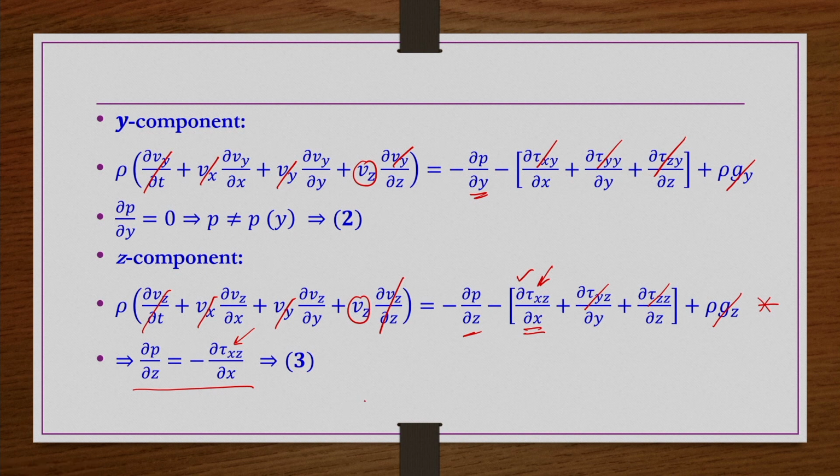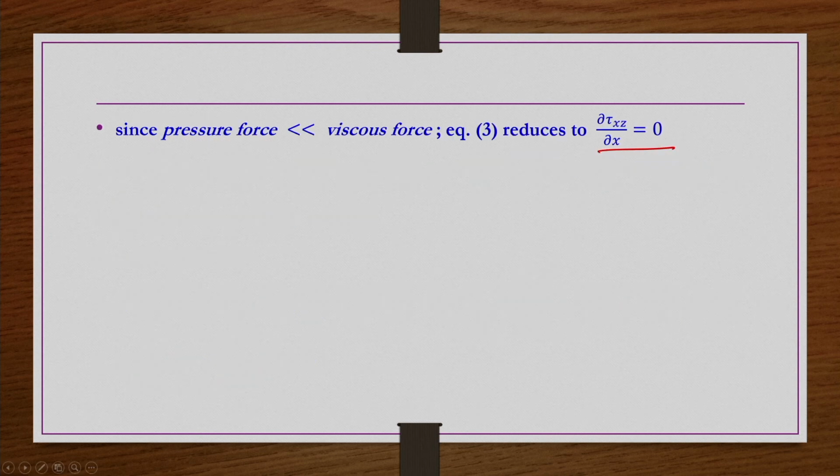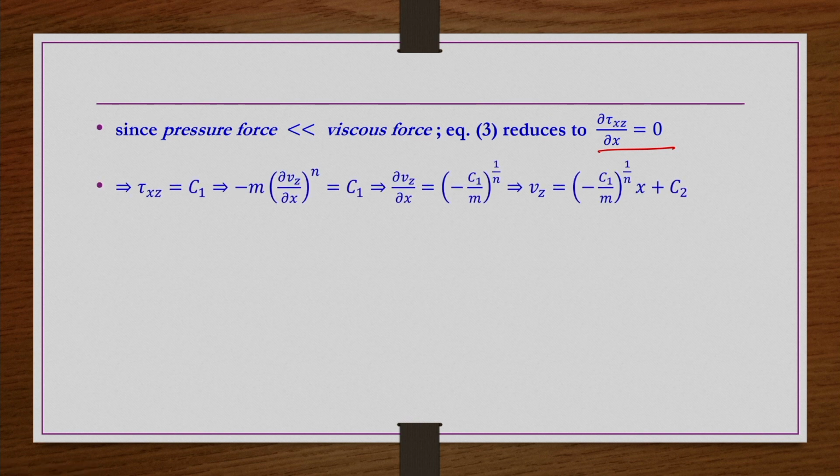But before doing that, this is a viscous force term, and this is a pressure force term. In this viscous heat generation problem, in general viscous forces are very strong compared to the others, and the pressure force is very small and negligible compared to the viscous forces. So, this term can be cancelled out. So, we have only dou by dou x of tau xz is equals to 0. Now, tau xz is equals to C1 on integration, and tau xz we can write as minus m dou vz by dou x power n is equals to C1.